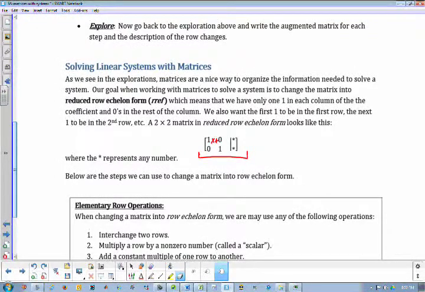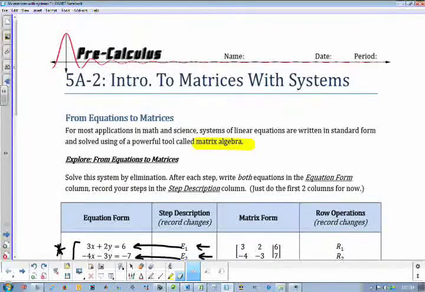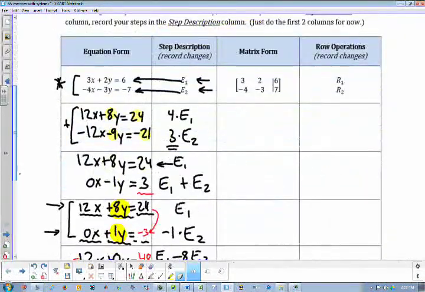1x plus 0y equals, we'll put a star here, some number. Or 0x plus 1y equals a star. Well, that will tell us what x and y are. All right? And so, let's go back, flip the page back now. Okay? And let's do this as a matrix.